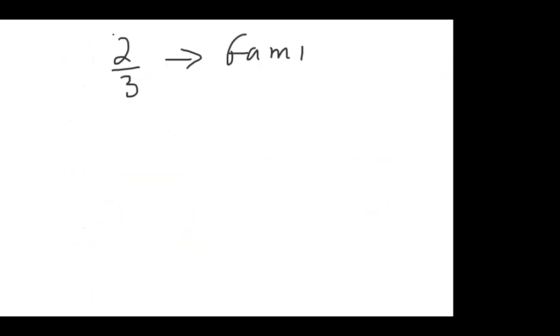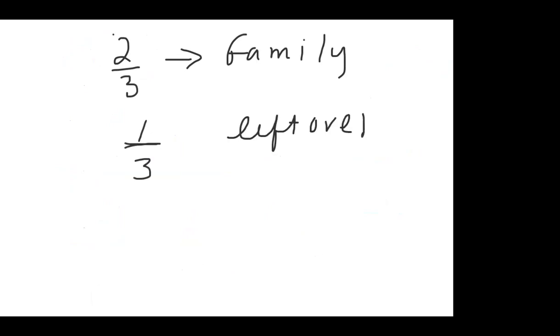Okay, so if 2/3 goes to family, what part of the estate is left over? 1/3 is left over. Now, of that 1/3, we're going to give 1/5 to charity. So now the question is, what part of the entire estate was given to charity?